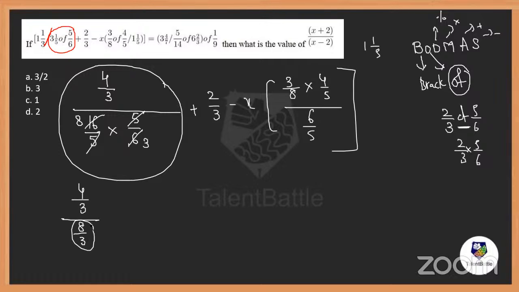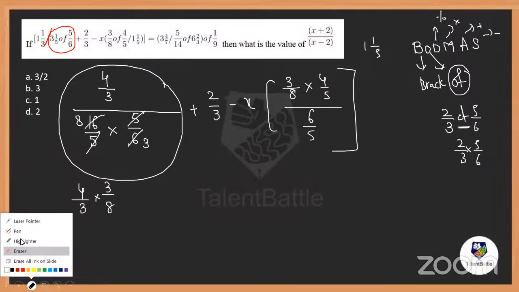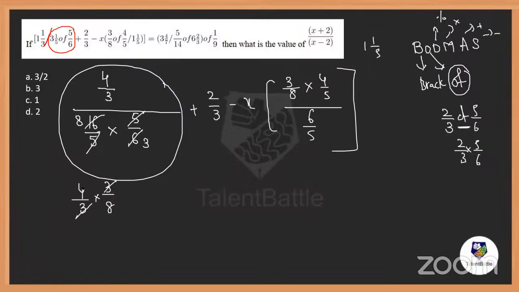If this 8 by 3 comes to the top, can I say it is 3 by 8? Instead of in the denominator, I wrote it in the numerator and now I can easily cancel, which is 1 by 2. So this entire value is 1 by 2. Plus, now this 2 by 3, I'll just keep it like this only, minus x.